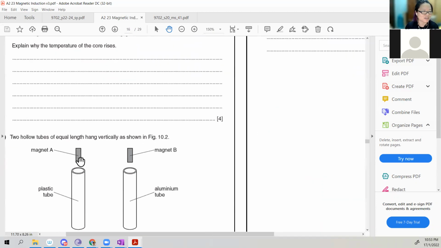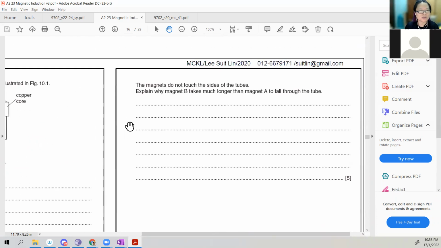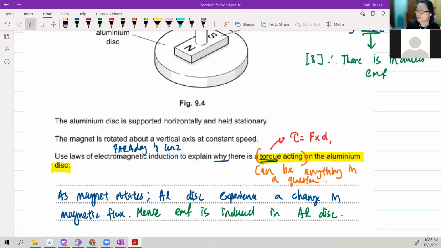Okay, here got another one. Got magnet, plastic tube, magnet, aluminium tube. Explain why magnet B takes longer time to fall through the tube. So you can see, right? This one can be anything. Don't know. But it is to guide you to the 4th or 5th, depending on the question, to the final point. I'm just going to call this point 5.